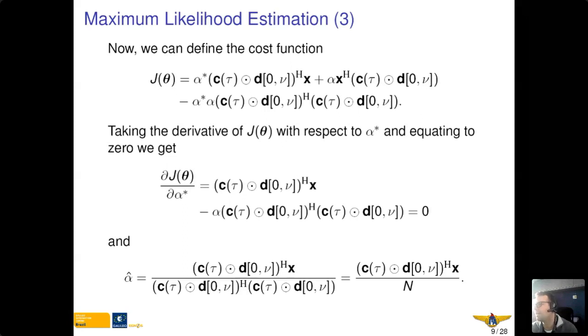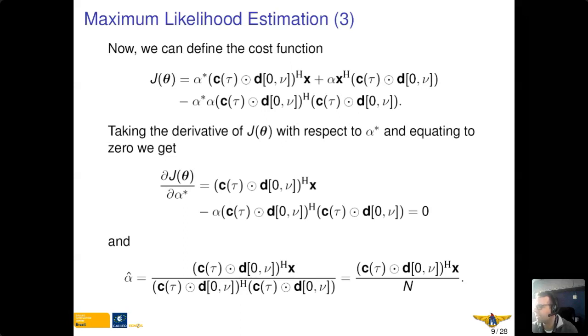The second term we don't have any alpha conjugate, so it's 0, the derivative of this. And then the third term we have alpha conjugate again. So we equate that to 0, and then we arrive at an estimate of alpha based on the optimum values of tau and nu, right? And we can write here the denominator. We can just put n here because the normalization of the sequence is such that c Hermitian times c is n, and d Hermitian times d is 1.